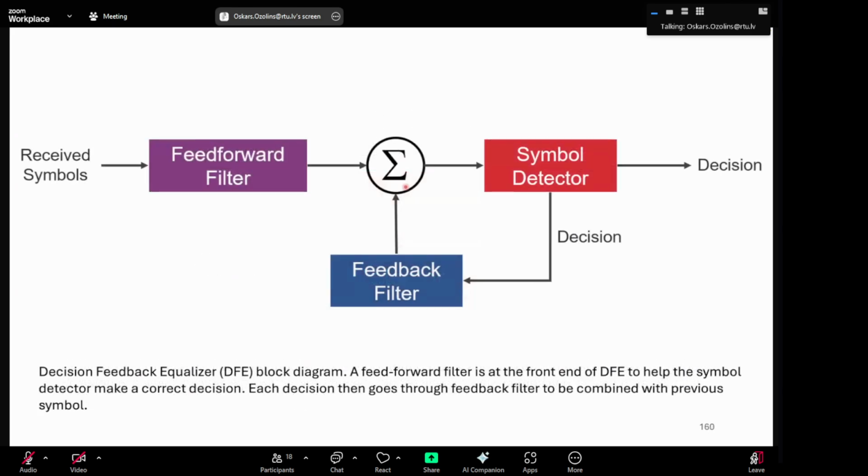I think I'm already running over time, but I still have the short part. So you have a feedback filter, symbol detection, then you have a feedback filter, and then you can also have a feed forward filter. So that's typical: you have two parts. You have a feed forward equalizer and you have a decision feedback equalizer. These can be used together, and that's how we usually use the DFE.